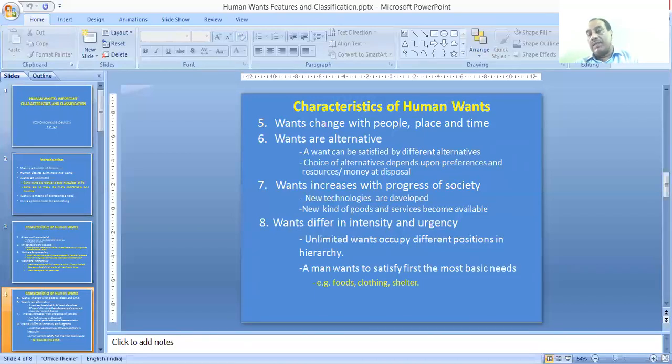Of course, the topmost priority is that I should have resources for the purchase of groceries, food items, then paying the rent of the house, then paying the fees of the children. So accordingly, we prioritize, and this explains the intensity of want and urgency. We have already prioritized wants, and suppose someone falls ill in your family, then what will happen? Our priority will change, and we will go for the treatment of that person, leaving other wants which are less important. So wants differ in intensity and urgency. A man wants to satisfy first the most basic needs, as for example, food, clothing, and shelter.